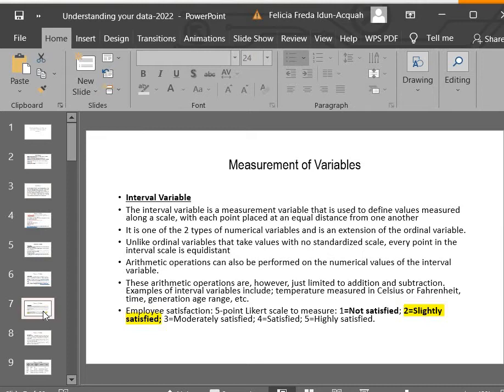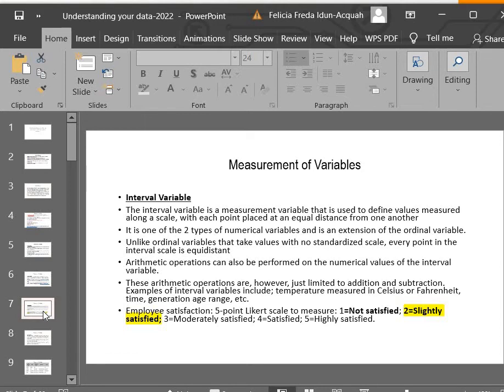Let's go to the next one, which is the interval. The interval variable is a measurement variable that is used to define values measured along a scale, with each point placed at an equal distance from one another. We normally use interval variables in studies where the issues that are being studied are more abstract. For instance, if you want to look at employee job satisfaction, there is nothing visible or concrete that can be used to prove what we call employee job satisfaction.